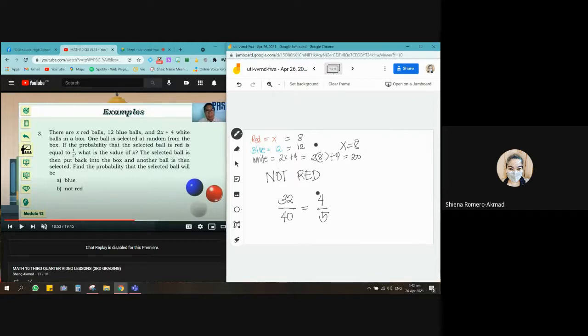And kung mapapansin nyo, that's a bigger chance than getting the red. Kasi di ba kanina binigay yung probability na ang makukuha natin ay red. And that is 1 over 5. So kung naisip nyo na 1 over 5 yun kanina, pwede na natin siya i-minus sa 1. 1 minus 1 over 5. And that is 4 over 5. Okay? So pwedeng ganito. You can add the number of balls na hindi red, or simply subtract it from 1.